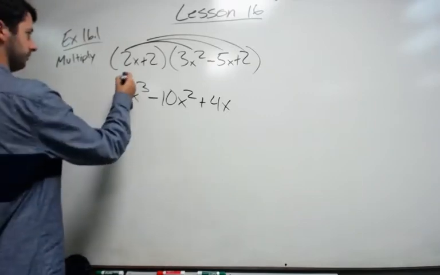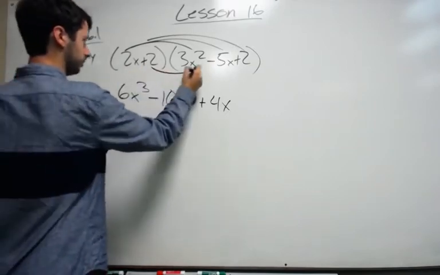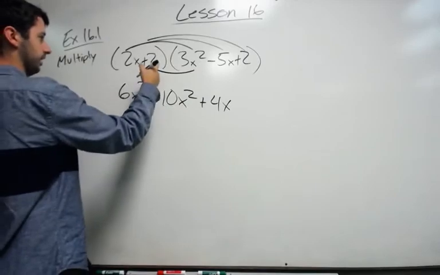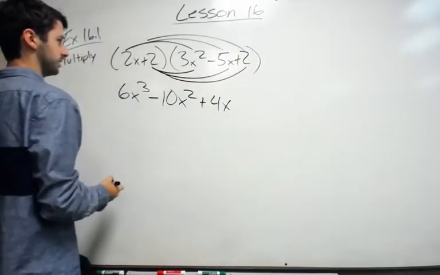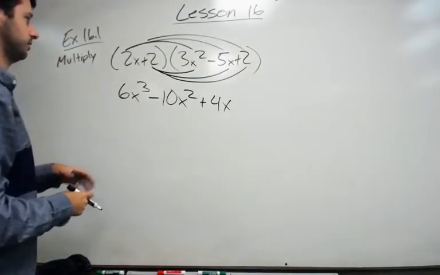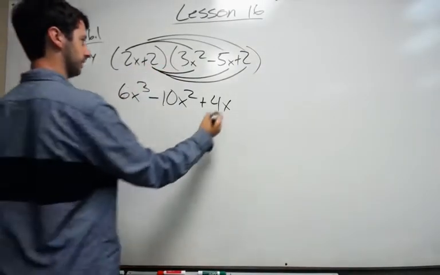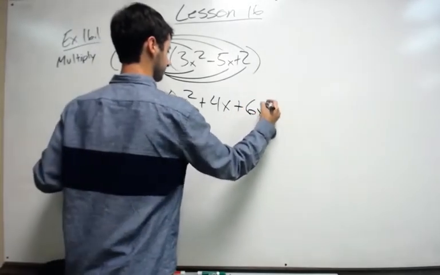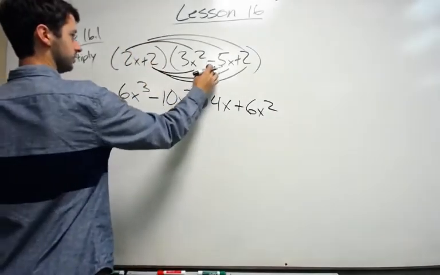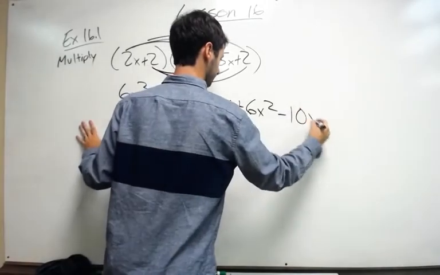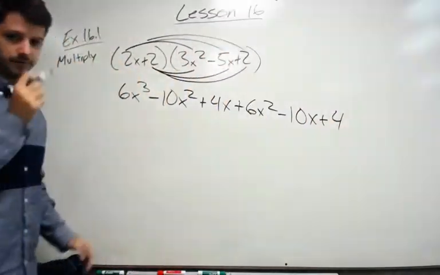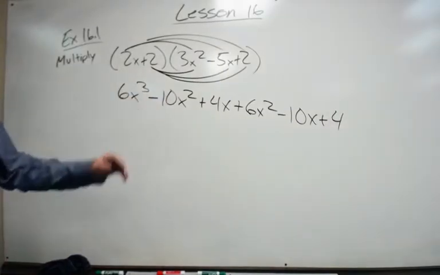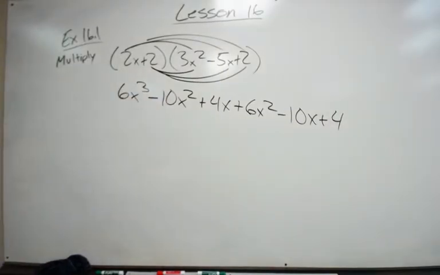Then we do it for the bottom. For the second number, 2 times 3x squared, 2 times negative 5x, and times positive 2. So 2 times 3x squared is positive 6x squared. 2 times negative 5x, negative 10x. 2 times 2, positive 4. So now we have this big long expression here that we simply have to simplify from this point.